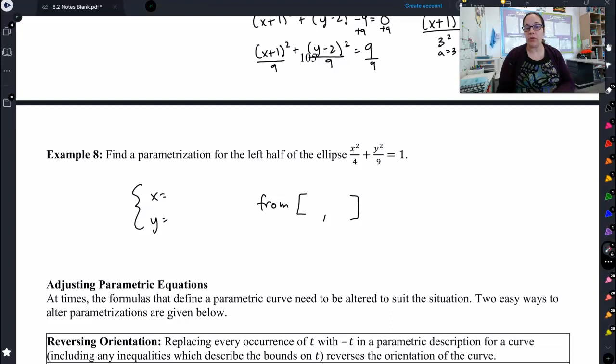So I want you to try this last one on your own. Pause the video, use those rules in that box to come up with your equations and what your parameters should be to give you the left half, and then come back to check and see how you did.